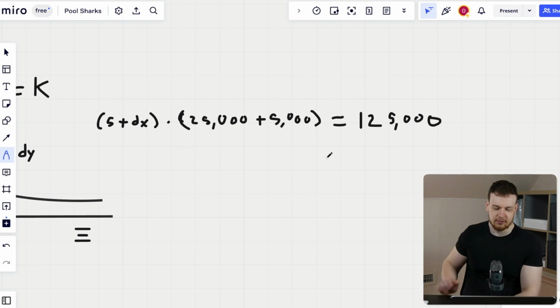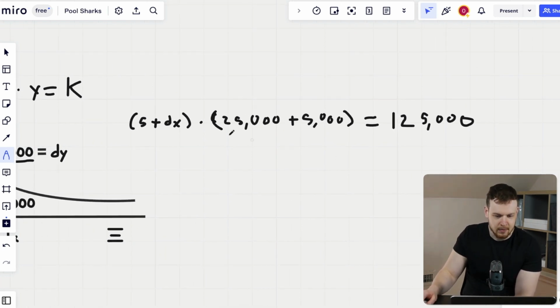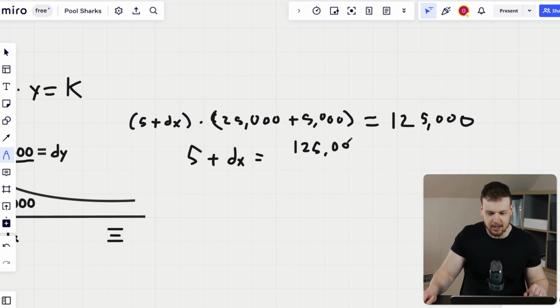Okay, so in my chicken scratch here, we've got 125,000 on the right, and we're going to basically solve this equation to be able to figure out what dx is, right? So what we'll do is we'll take 125,000 and divide it by the total supply of token Y, which is 30,000 after the trader has swapped in their 5,000 DAI.